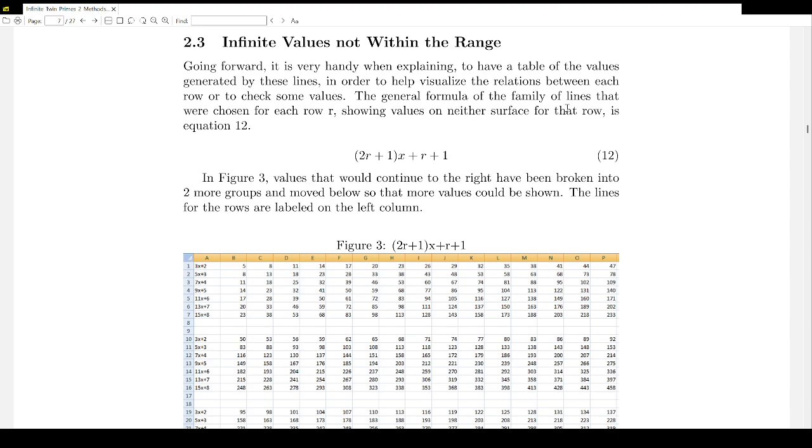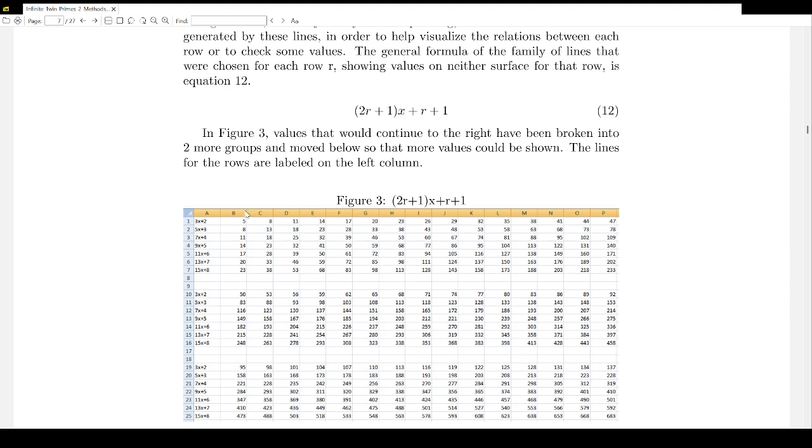So the general formula of the family of lines that were chosen for each row R, now we're calling the row that we're working with first row, second row, third row, row R, showing the value is, well, we recognize here that this number in the front, the slope, is an odd number. 3, 5, 7, 9, 11, just the odd numbers in order starting with 3. So that's why you see the 2R plus 1 here. When R is 1, you get a 3. When R is 2, you get a 5. When R is 3, you get a 7. So it's the odd row, if you will, and that's our slope.